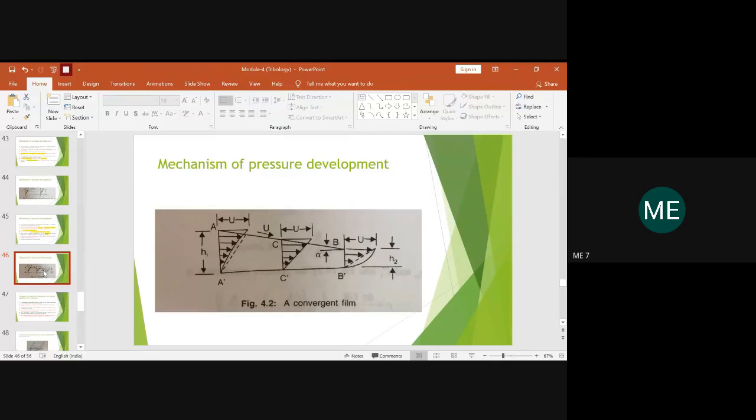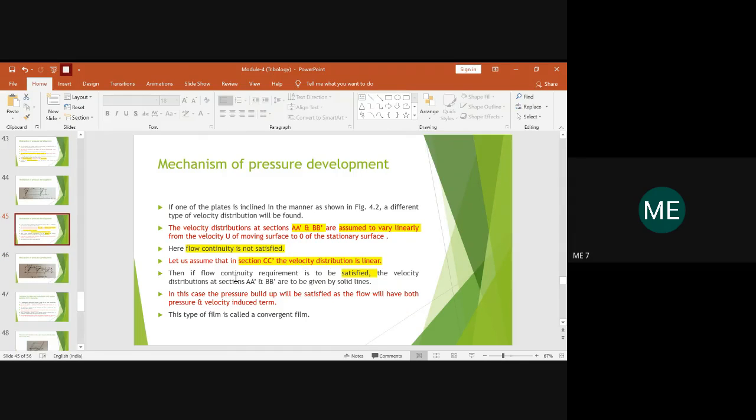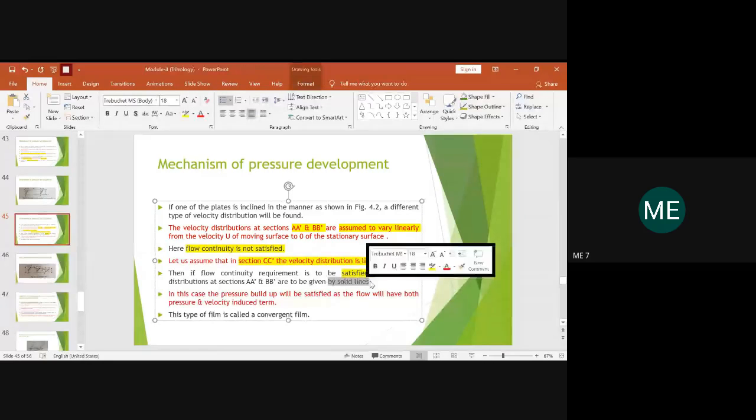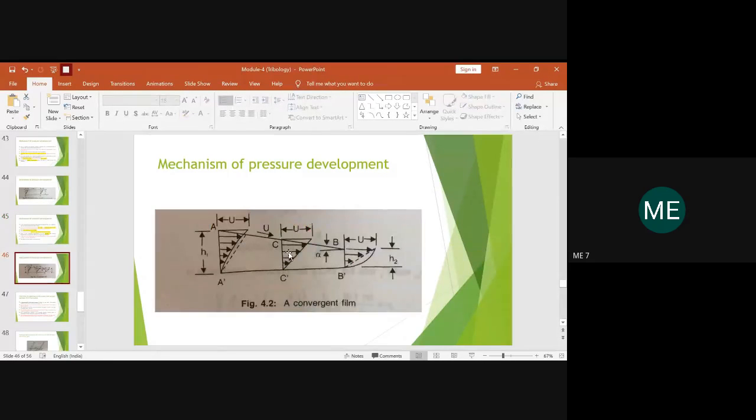What do you mean by this? Here we have just shown a profile with a dotted line. You can see the dotted line here and here. If you have to prove the velocity distribution across sections A dash and B dash, the velocity distribution has to be given by a solid line. If it is displayed with a dotted line, that shows that the continuity of the flow is not satisfied, and hence it has to be represented by a continuous line. So if it is a dotted line, you have to assume that the flow continuity is not satisfied.